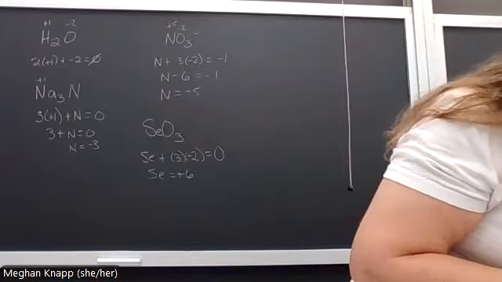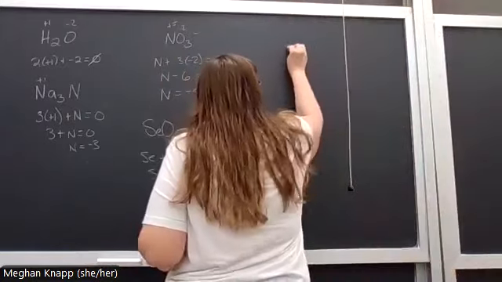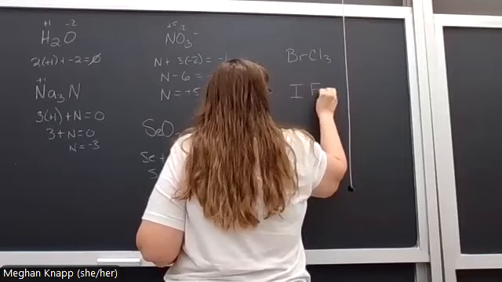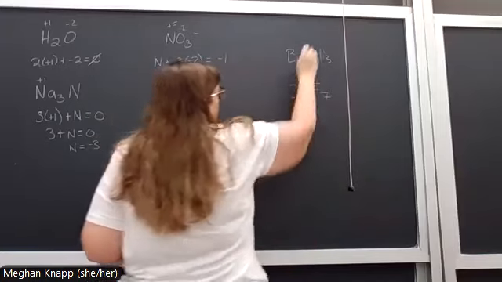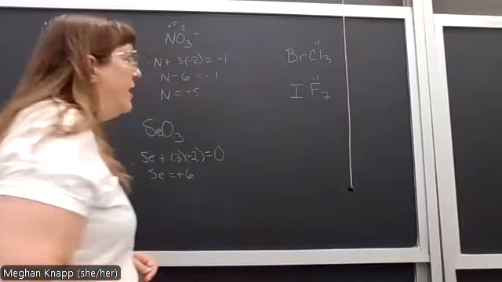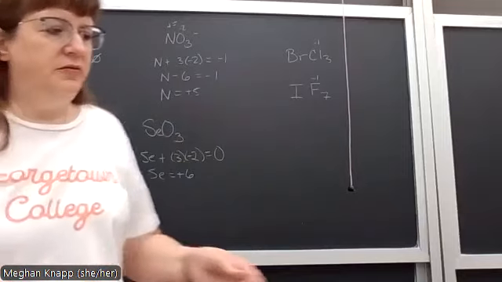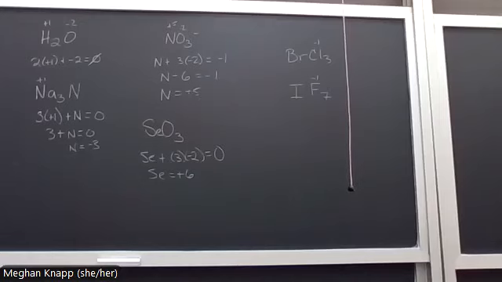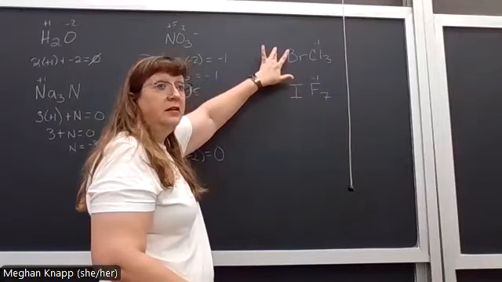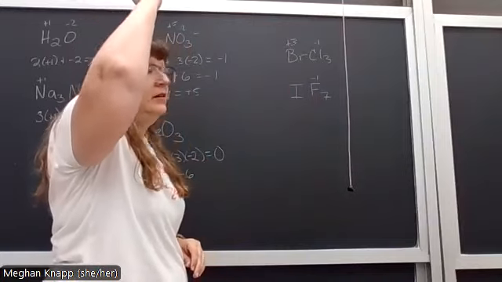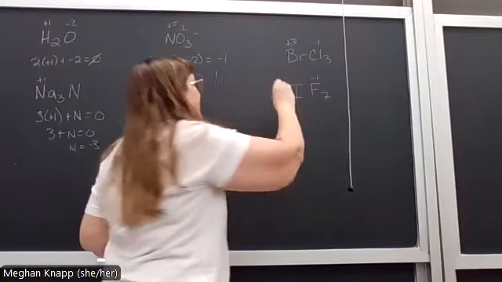So let's take these two, BrCl3 and IF7. So chlorine here will be -1. Fluorine is always -1 in compounds. See if you can figure out what bromine and iodine are going to be. All right, so what do we decide that bromine was? +3. And iodine? +7.